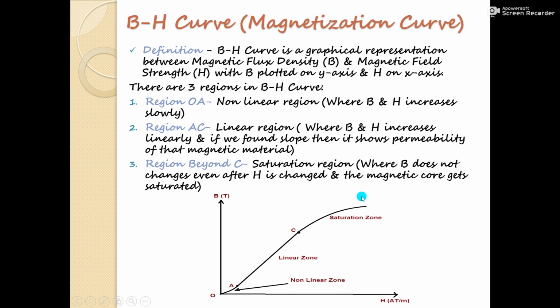Now let us see what is region OA, that is the nonlinear region. In the nonlinear region you can see B and H increase slowly. In the region AC, you will observe B and H increase linearly, and if we find the slope in this area, it will show the permeability of that magnetic material. Beyond the region C, you will observe B does not change even after H is changed, and the magnetic core gets saturated. That is why it is the saturation region.